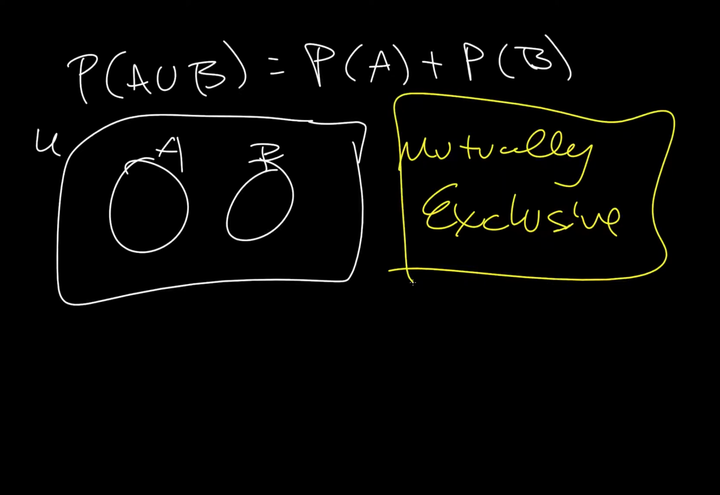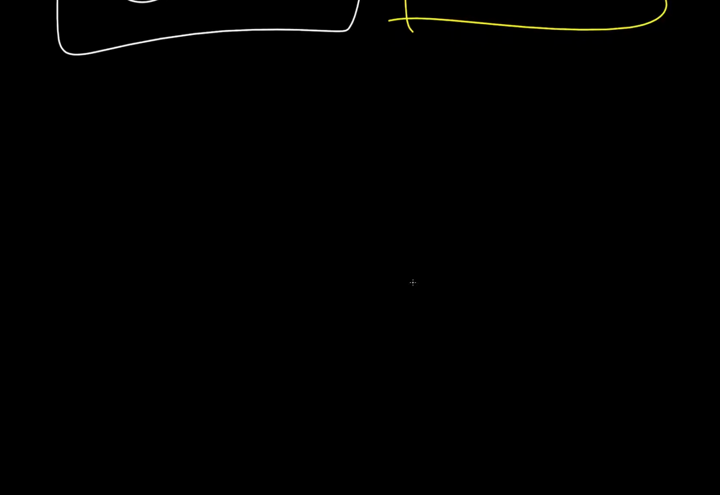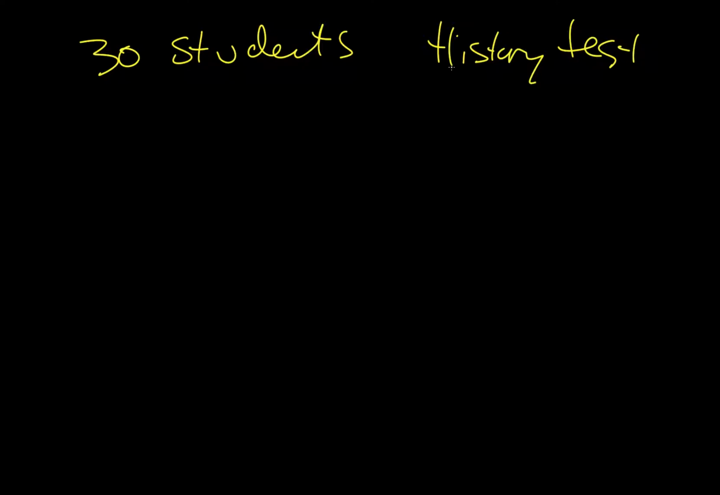Okay, so let's move on to the next example, example 13. A class of 30 students was given a history test. Seven students got an A. 11 got a B. A student is randomly selected. Let A be the event that a student scored an A and B be the event that a student scored a B. Are A and B mutually exclusive?